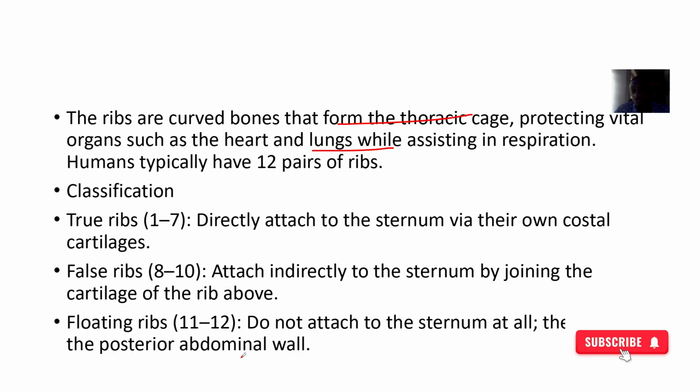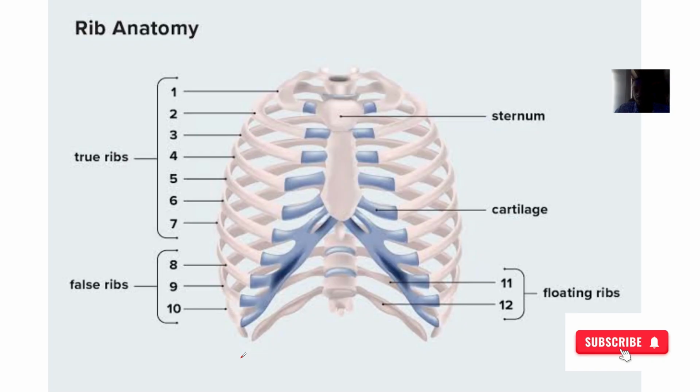So it's a nice image trying to show the classifications that we just spoke about: the true ribs, the false ribs, and the floating ribs. You can pause to observe this picture.